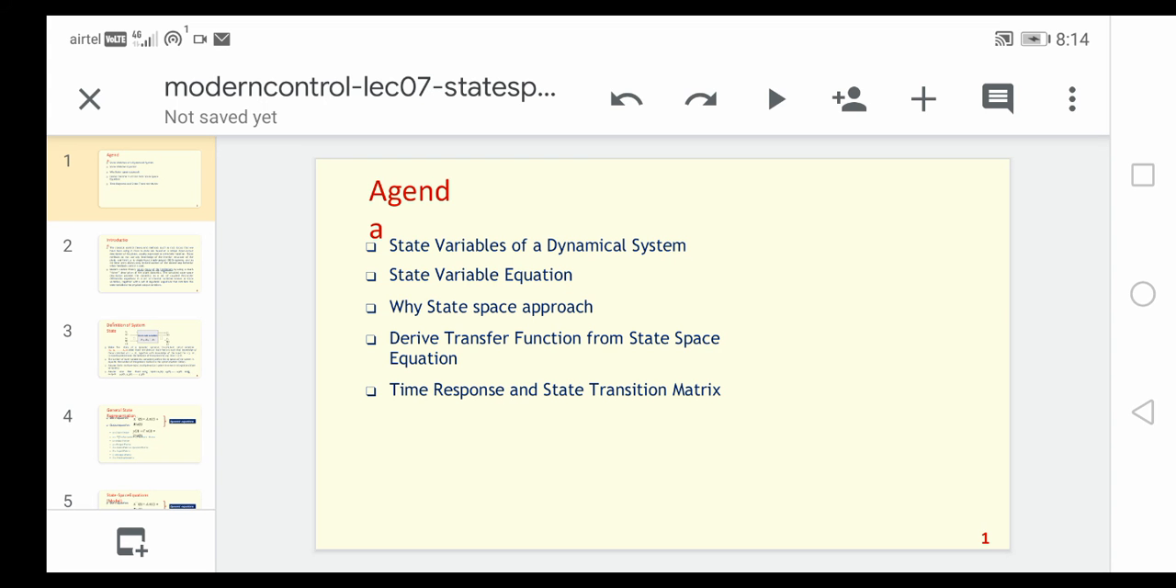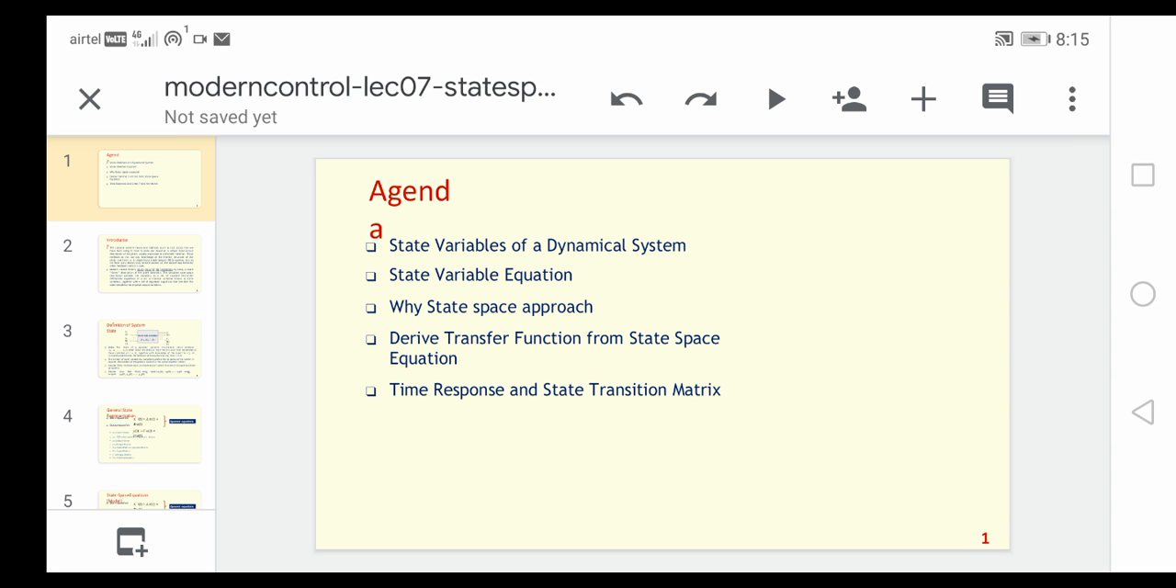Today, in this lecture, I am going to talk about state space analysis. The main agenda of this lecture is the state variables of a dynamical system. What is a state? What is a state vector? What are the state variables? And then the state variable equation. What is meant by a state variable equation? What is an output equation?